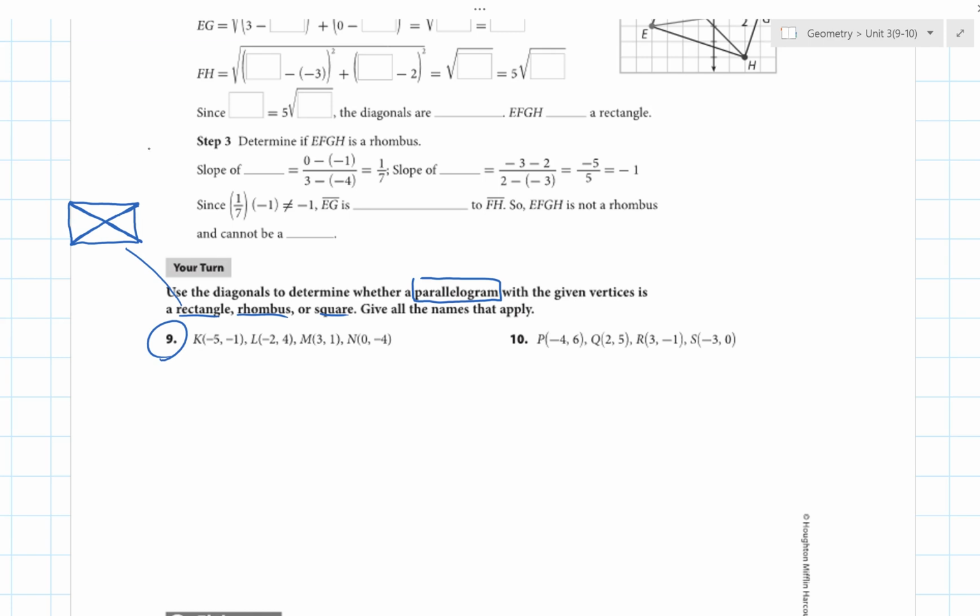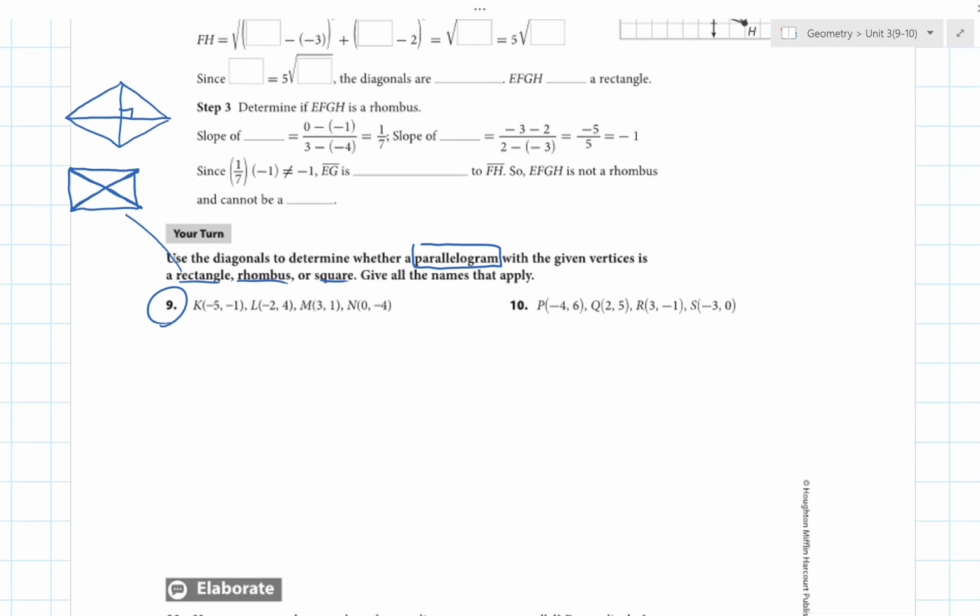A rhombus has diagonals that are perpendicular. So if I have a rhombus, the diagonals form right angles. And a square is both a rectangle and a rhombus. So if it turns out that the diagonals are congruent and they're perpendicular, that would tell us that it's a square. So I'd like you to go ahead and try this one.